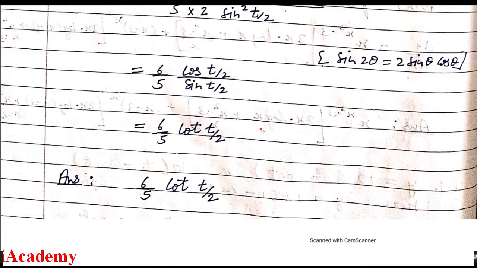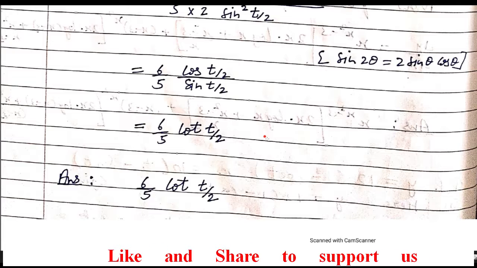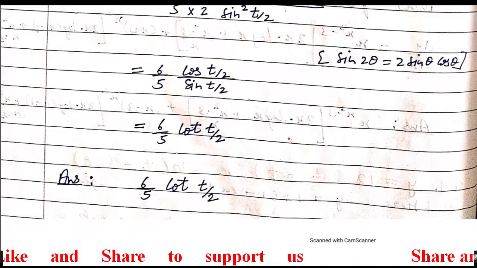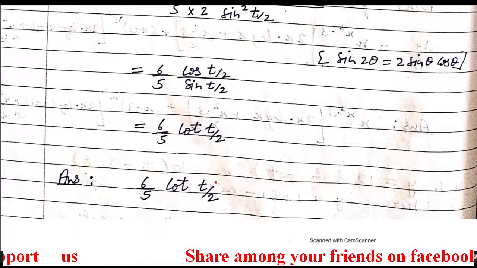I hope this question is clear to you. In this, y and x are separately given in terms of t. So first we found dy over dt, then we calculated dx over dt, then we divided both the equations, and we used the sin 2 theta and 1 minus cos 2 theta formulas. By that we obtained our answer.